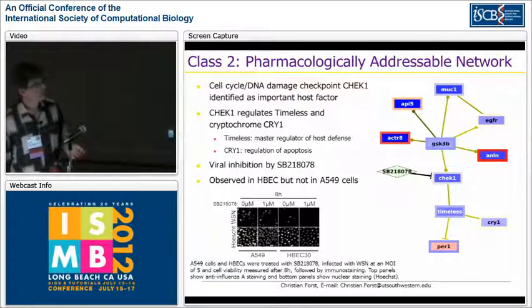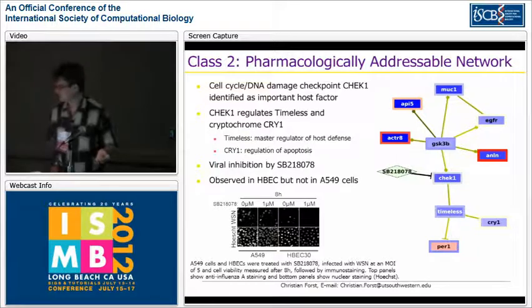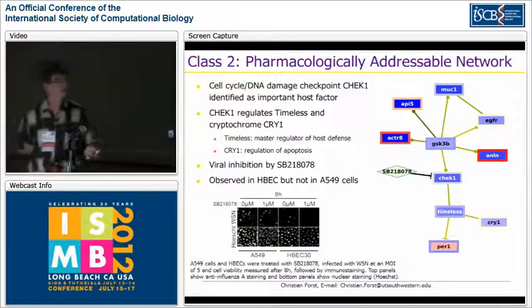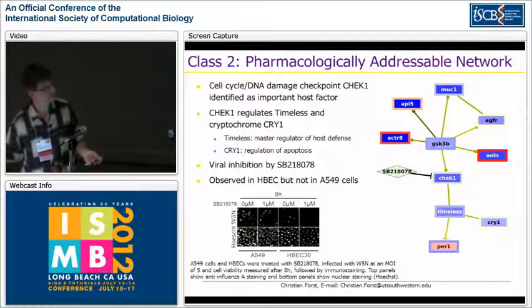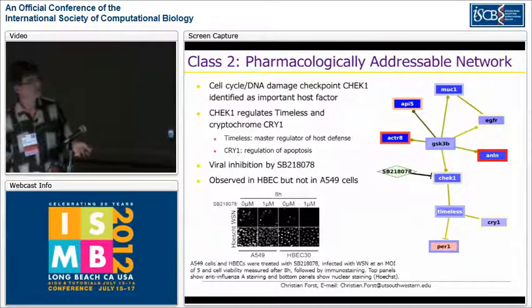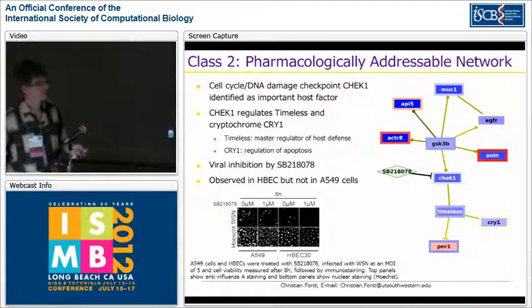So what we used then is an inhibitor, and I think this was also known from cancer cells. This is the SB218078 inhibitor that inhibits CHEK1, and by administering this particular chemical compound after 8 hours, the virus actually can no longer be replicated in the host cell.